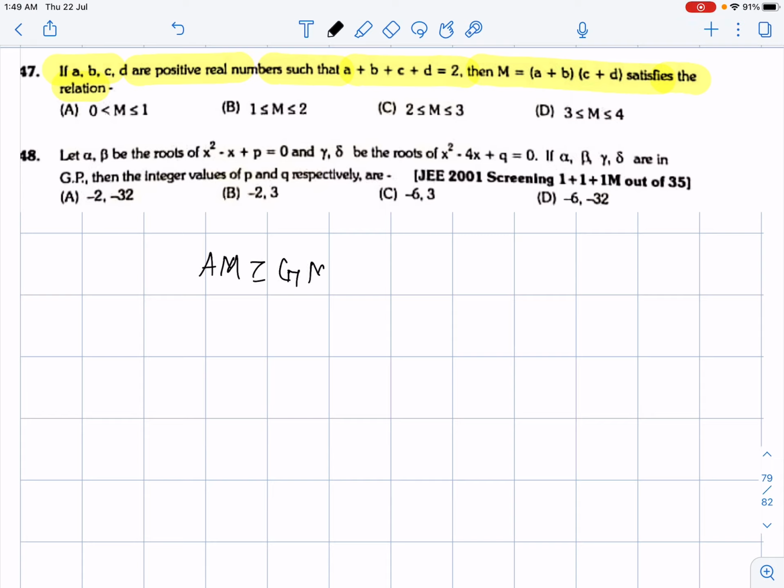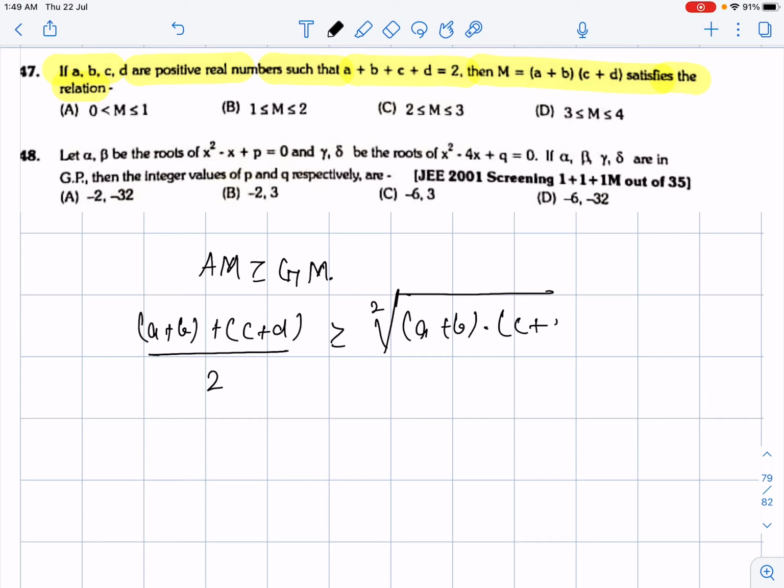So what will be generated by me over here? We'll be writing (a plus b plus c plus d) divided by 2 will be the arithmetic mean of these two numbers, greater than or equal to the geometric mean, that is the square root of (a plus b) dot (c plus d). And we do know the value of a plus b plus c plus d, that is 2. So 2 by 2 is greater than or equal to the square root of (a plus b) dot (c plus d). So the final value will be becoming what?